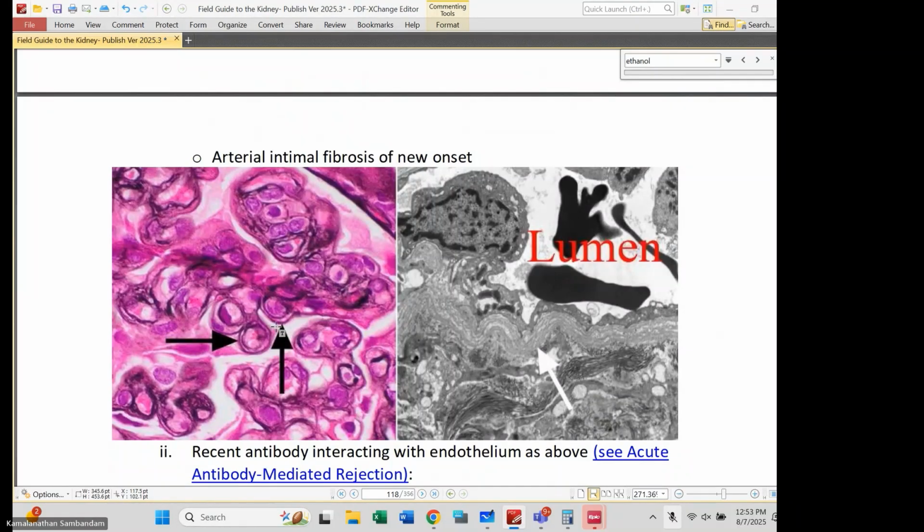Kelly, or you're messaging Kelly, so I can't pick on you. If I have this finding, what does my mind think of? What in a non-transplant patient?